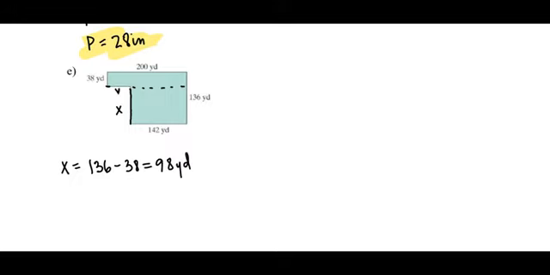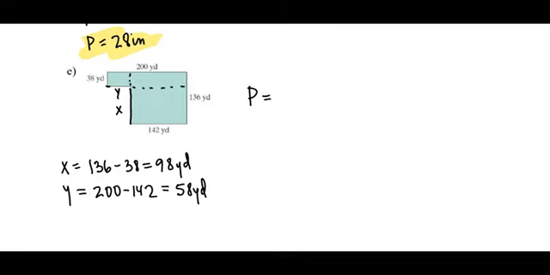Then we're going to do the same with the Y. Okay, for the Y, I have the total length is 200, but I already know that the part beyond the Y is 142 yards. So the missing part would be 200 minus 142, which would be 58 yards.